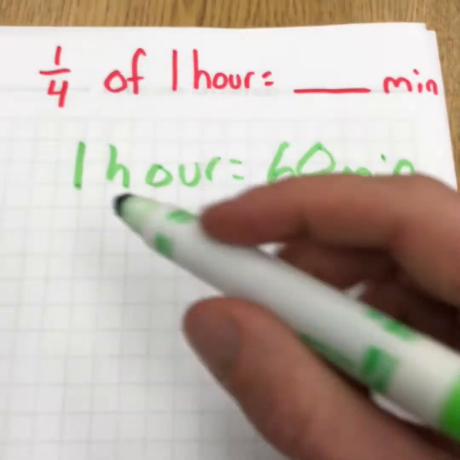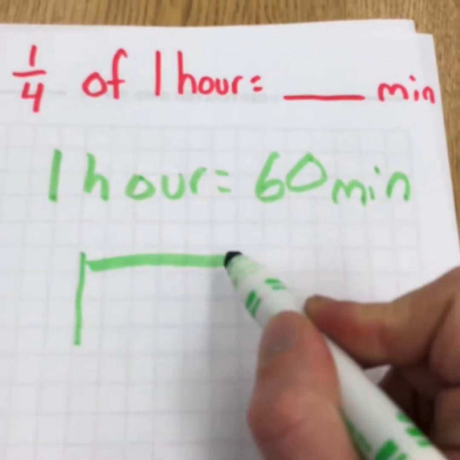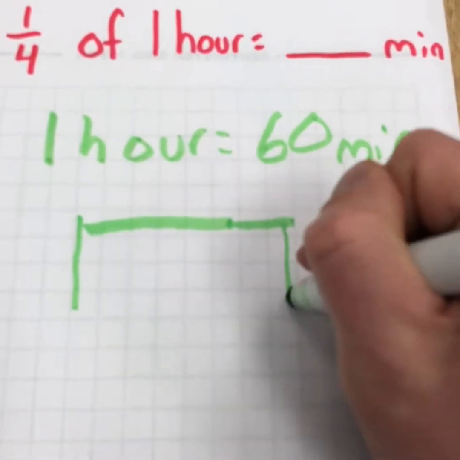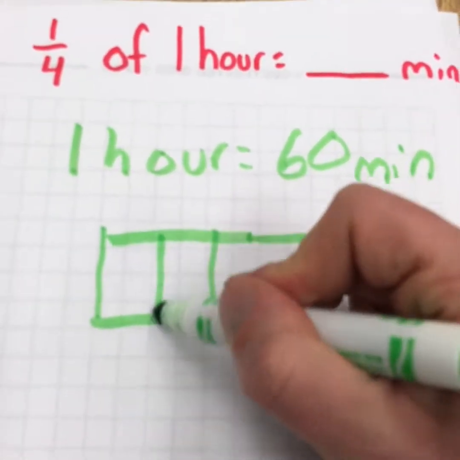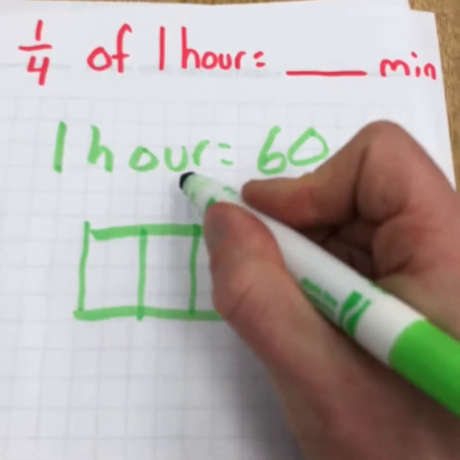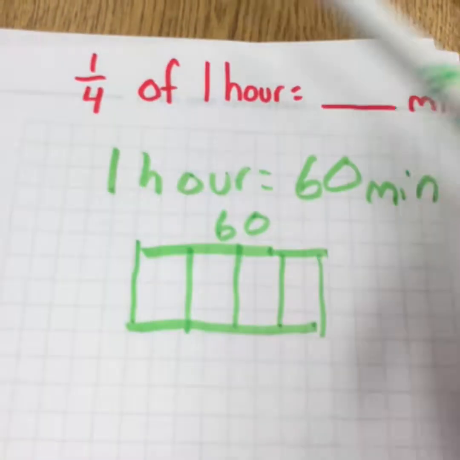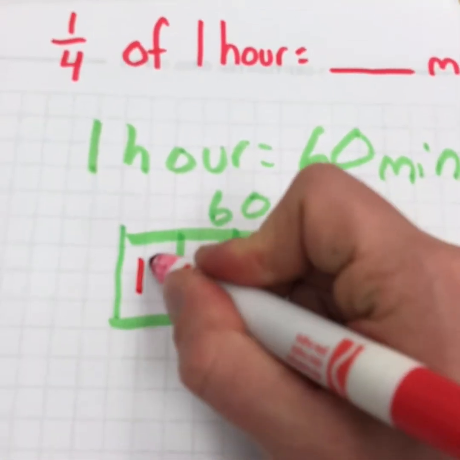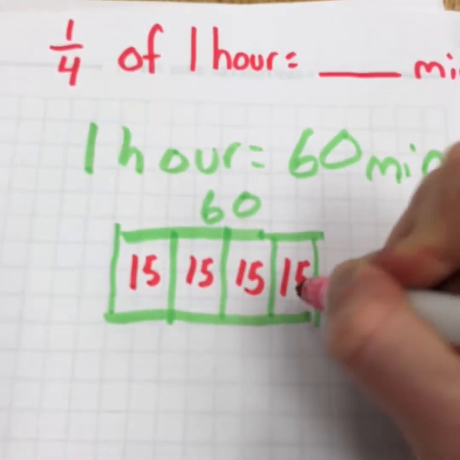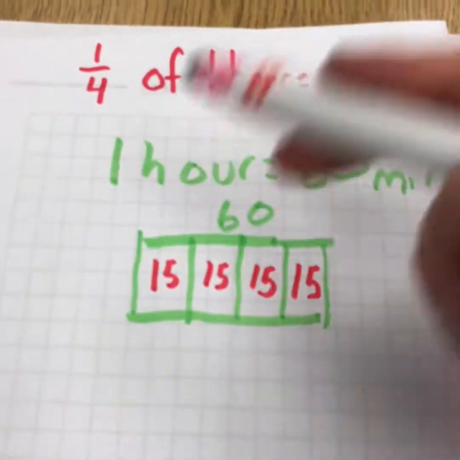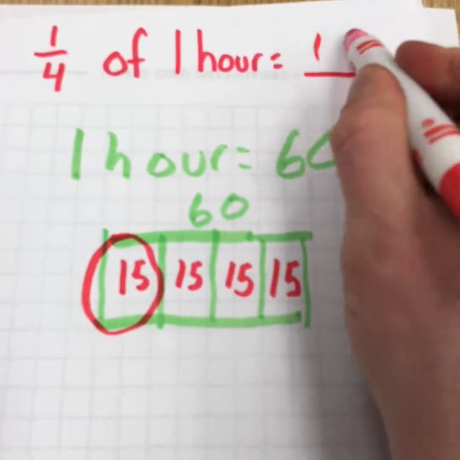So the first thing I'll probably do is the groups method. And I like to do that on the blank paper so I don't get confused by the squares. So I split a box into fourths, and I'm dividing up this 60. Okay? I know that 60 can be split 4 times into 15s. And I want one of them. So 1/4 of 60 is 15 minutes.